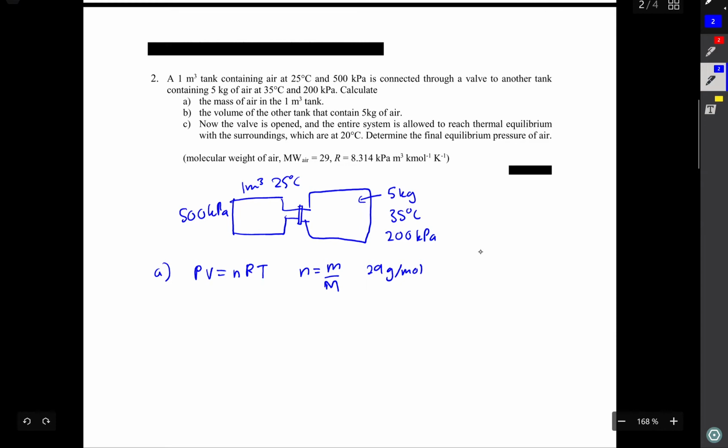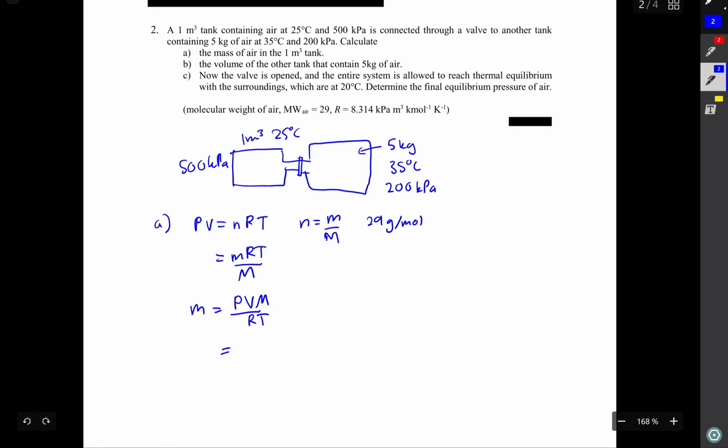Okay, so we are looking for this n. So n is equivalent, so maybe we can change it first and then rearrange the equation. If I change the right side of the equation, it would give you mRT divided by M. This R still remains at the same value. So we are looking for m. Rearranging the equation gives PV times capital M, divided by RT. No m anymore, just RT.